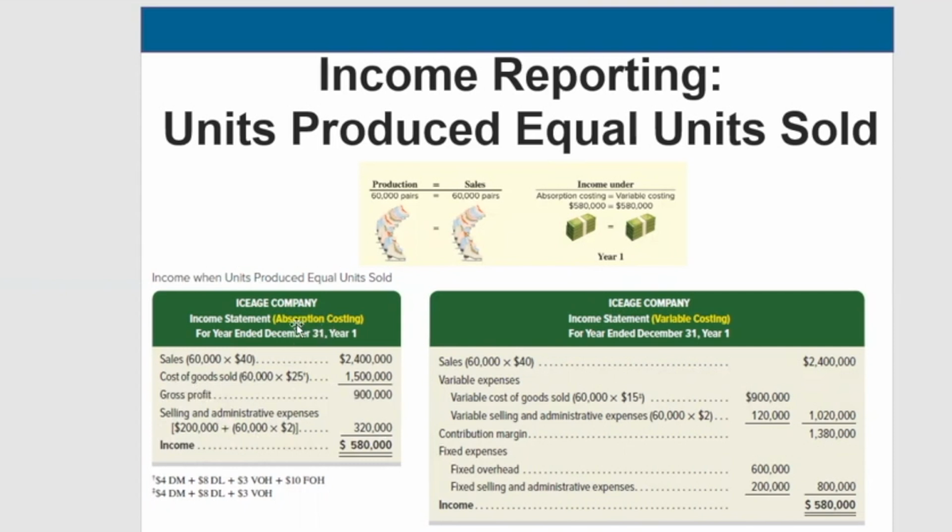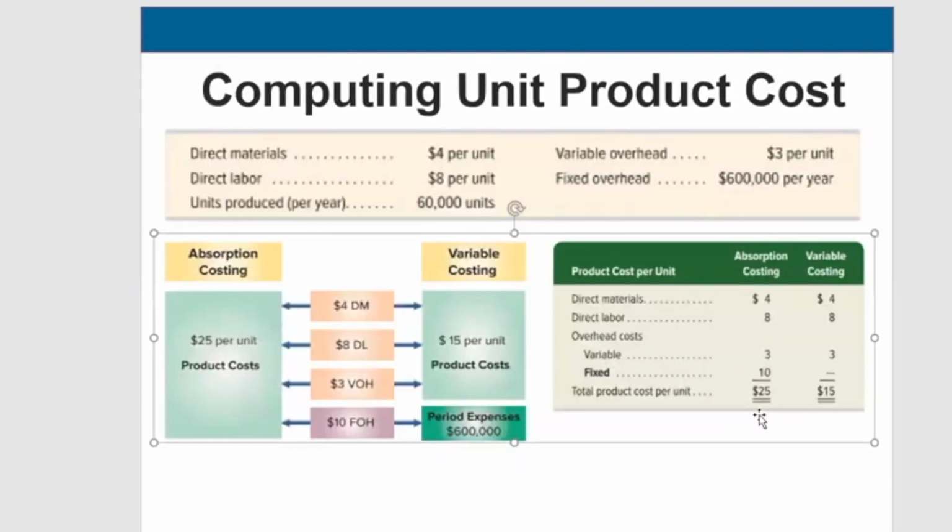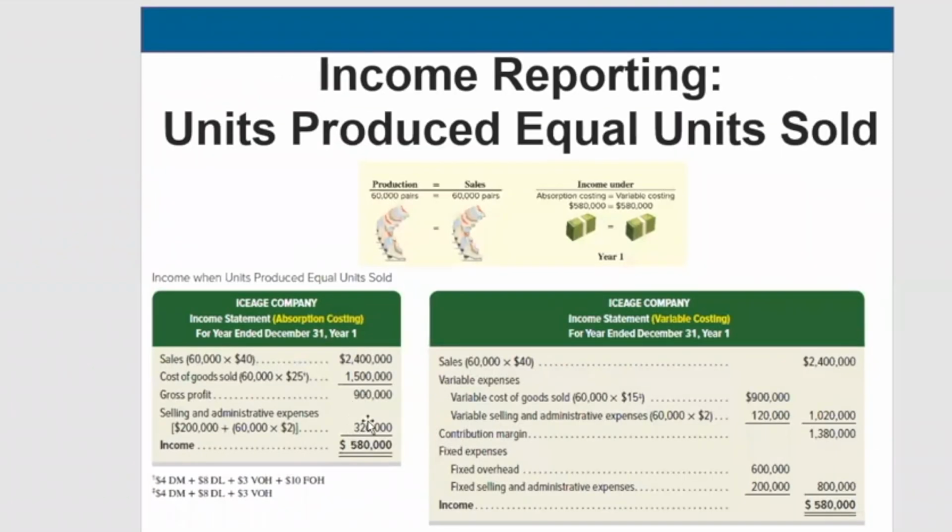So the gross profit is sales minus cost of goods sold. And I said absorption costing, which means we include fixed overhead. So that's where the $25 comes from, because we include the $10 of fixed overhead. And then we take out our selling and administrative and get to that. Now look, the answer is the same on variable costing. It's just kind of rearranged differently, isn't it?